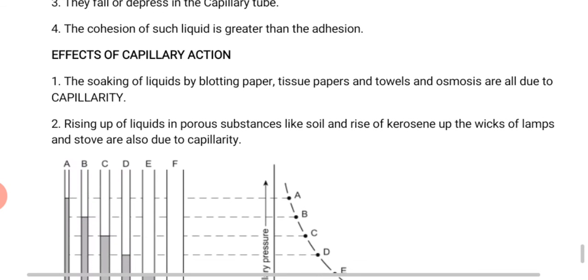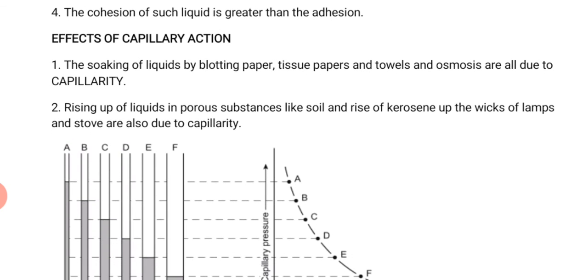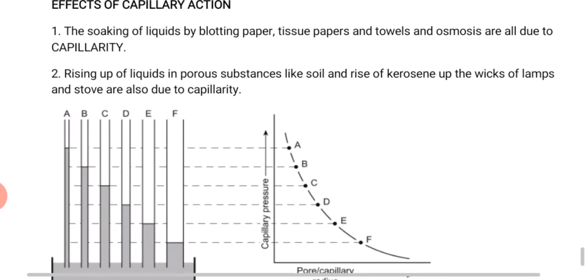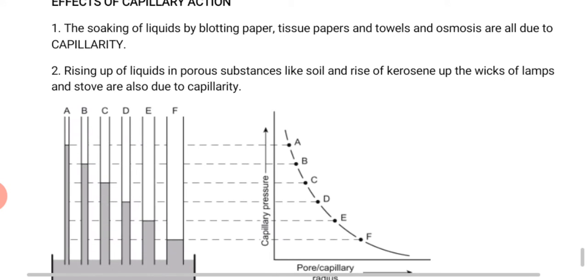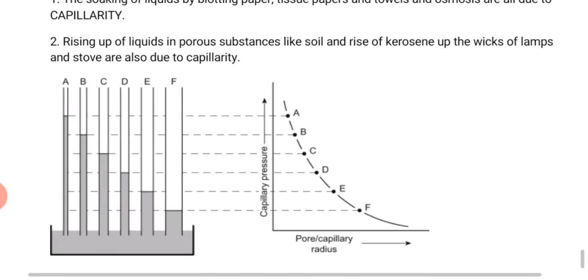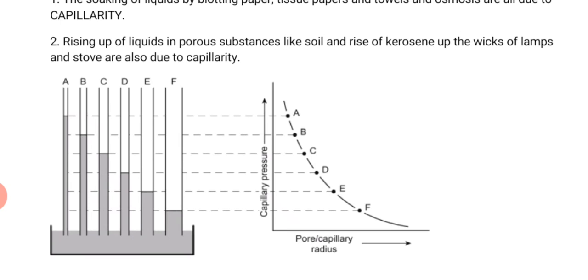Effects of capillary action. The soaking of a liquid by blotting paper, tissue papers, and towels, and osmosis are all due to capillarity. The rising up of liquid in porous substances like soil, and the rise of kerosene up the wick of a lamp and stove are also due to capillarity.